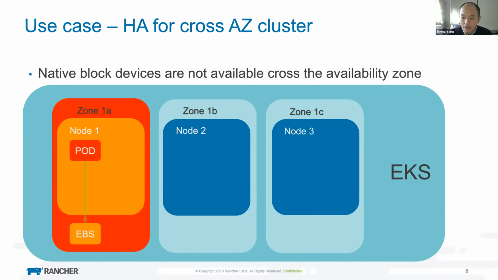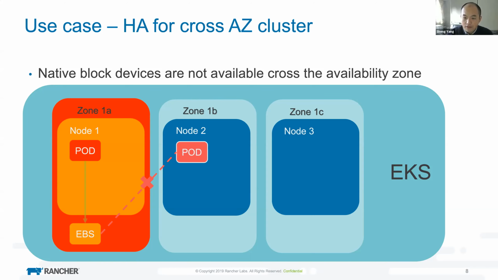Because it's Kubernetes, it's going to spin up another pod and try to use the same EBS volume. But this pod cannot be started because the EBS volume is residing in zone 1A, which is not accessible by zone 1B. So in this case, your service will be interrupted because it cannot access its persistent storage, and then you will have a service outage.